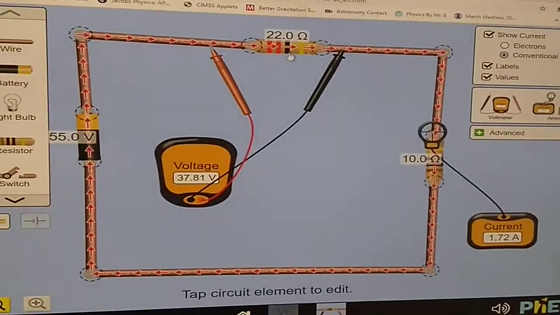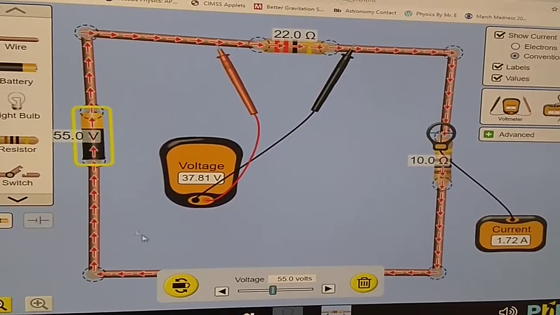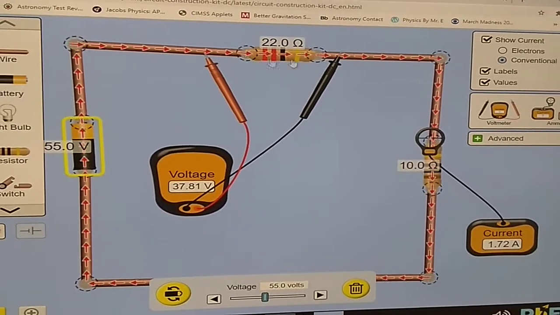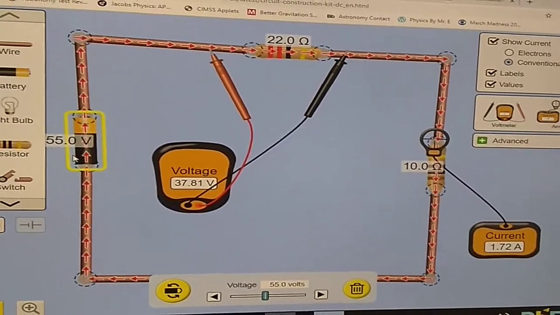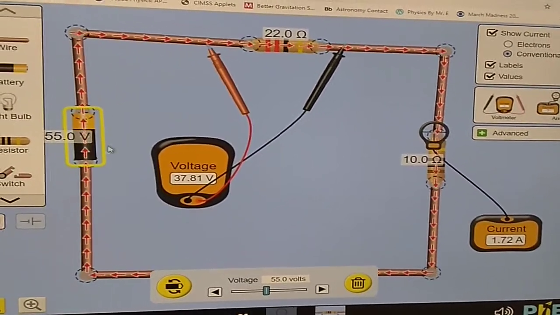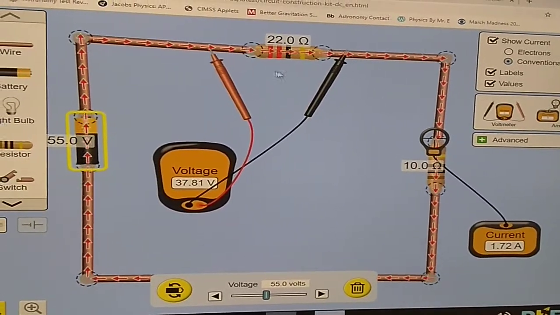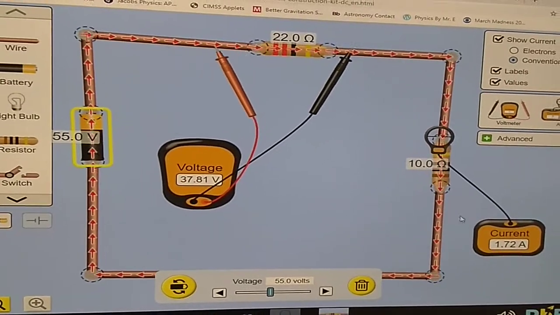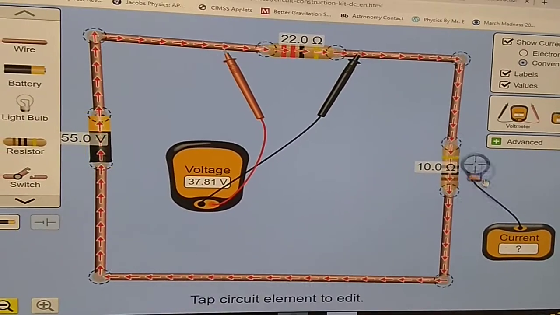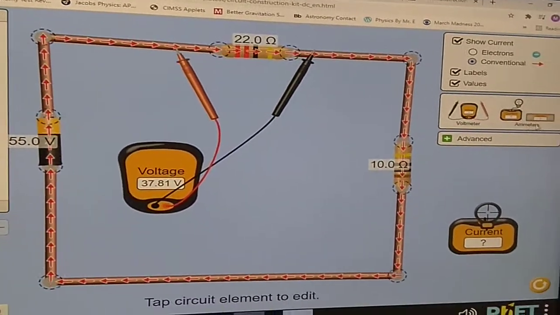If we increase the voltage of the battery, notice that the voltage drop here is going to change. Changing the battery voltage, basically meaning there's more power or energy to be given off in the circuit, is going to change how much energy is given off here. It's also going to change the current. And I'm going to get rid of this. I'm going to show how we actually measure the current.